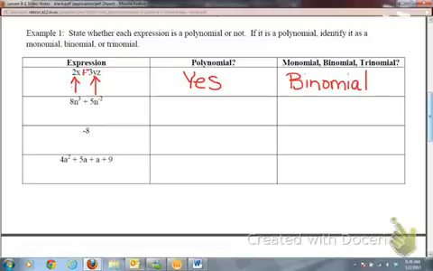Now let's look at the next one. Looking at it at first, you might think it's like the first one. It has two terms, and you see a plus sign there. So you might think, oh yeah, it's a polynomial and it's a binomial. But there's something tricky about this one, and that is if you look at the exponents. The 8n to the third is fine. There's nothing wrong with that. We can have as high of exponents as we want.